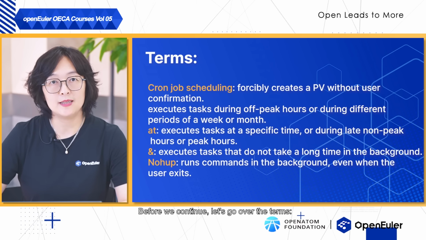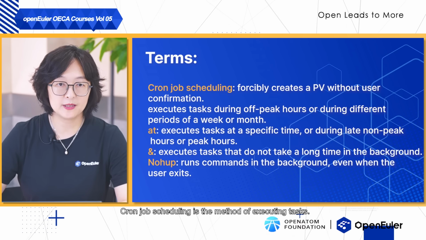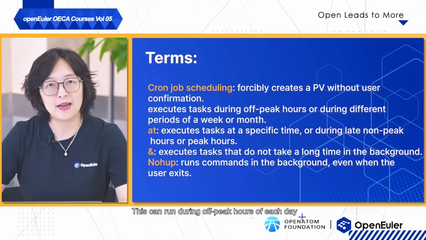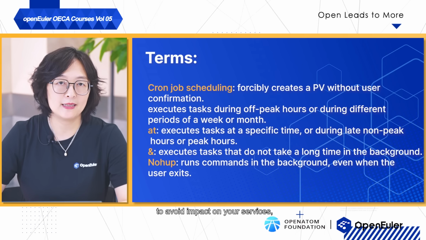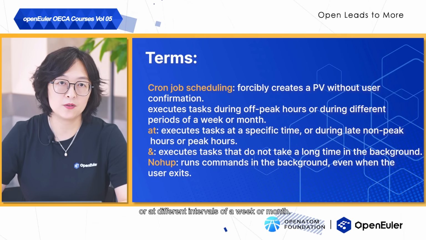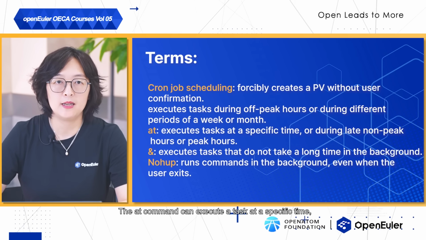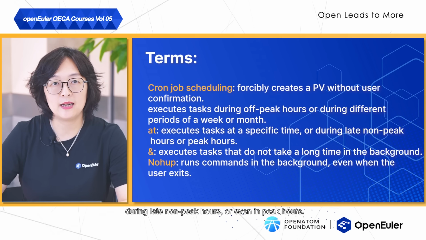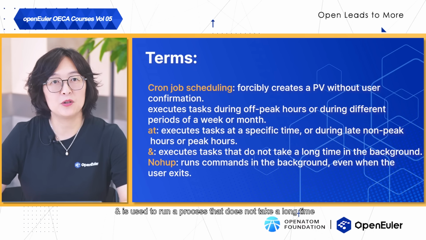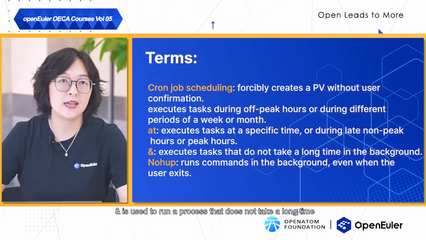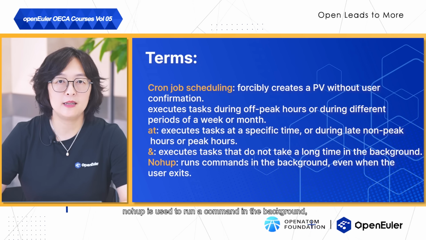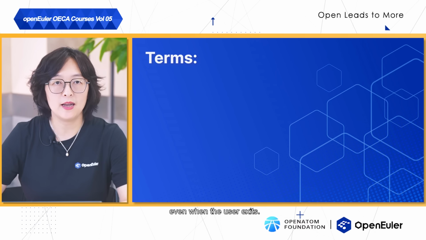Before we continue, let's go over the terms. Cron job scheduling is the method of executing tasks. This can run during off-peak hours of each day to avoid impact on your services or at different intervals of a week or month. The at command can execute a task at a specific time during late, non-peak hours or even in peak hours. Ampersand is used to run a process that does not take a long time in the background. Nohup is used to run a command in the background even when the user exits.